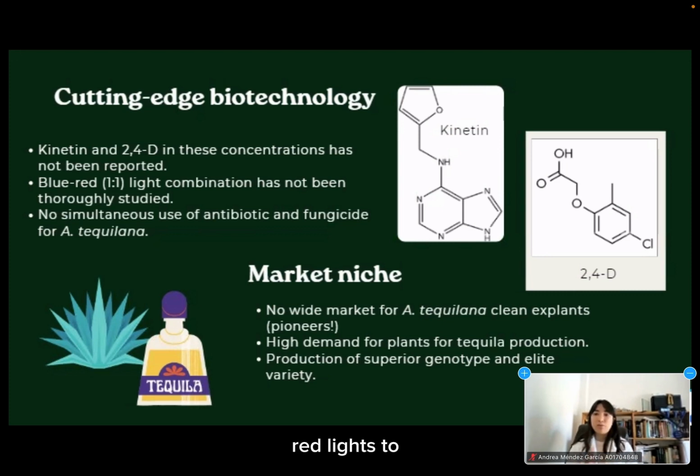Also, the use of blue-red lights for agave growth has been minimally studied, but according to Ramirez Mosqueda and team, it is a good alternative that promises to improve the growth rate, so it must be further analyzed in combination with the aforesaid hormones. As for the cleaning protocol, none of the ones used by other researchers up to our knowledge included a simultaneous use of fungal and antibiotic treatment, which promises to be aggressive enough to kill all the pathogens of these plants and create axenic cultures. These proposals considered the market niche in this area.